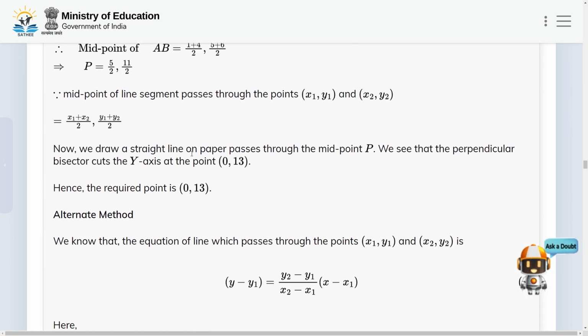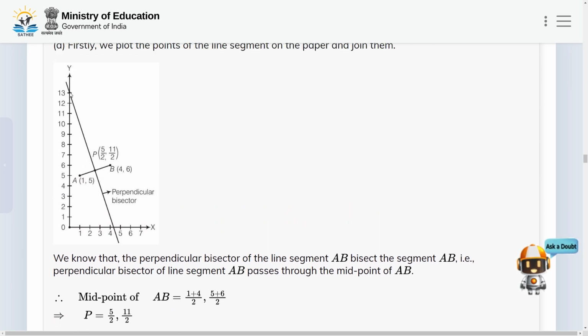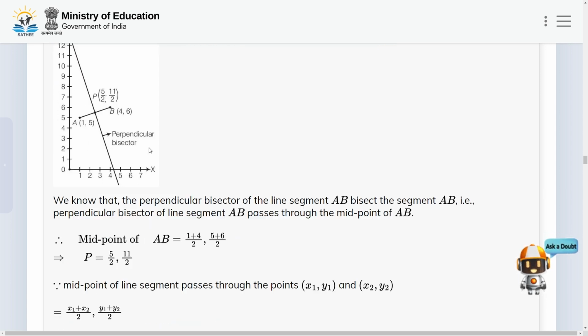Now we draw a straight line on paper that passes through the midpoint P. We see that the perpendicular bisector cuts the y-axis at the point (0, 13). So here this perpendicular bisector cuts the y-axis at the point (0, 13).